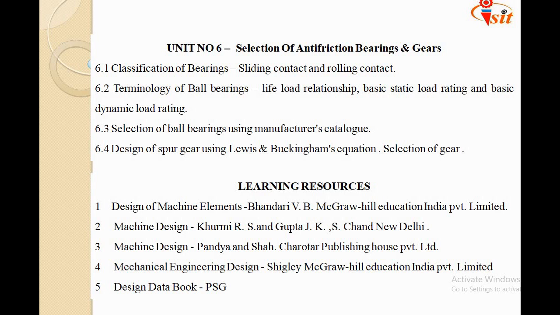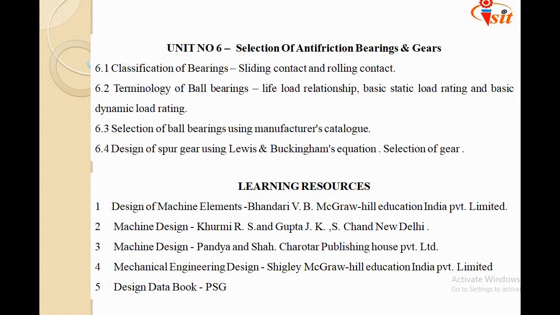All these things we have to undergo through topic number 6.4, where we study how failure of the gear takes place, what is meant by the spur gear, the terminology of the spur gear, the strength equations used for the design of the spur gear, that is the Lewis equation and Buckingham's equation, and how a selection of a particular gear is carried out. So this is regarding unit number 6, that is the selection of anti-friction bearings and gears.